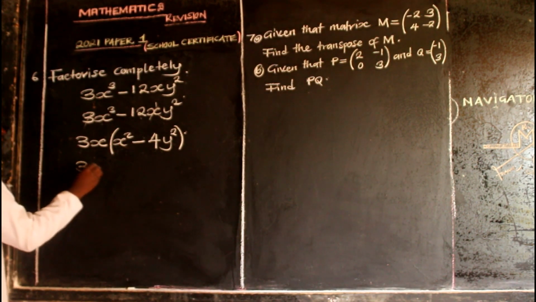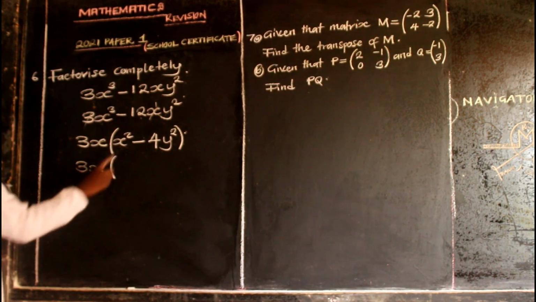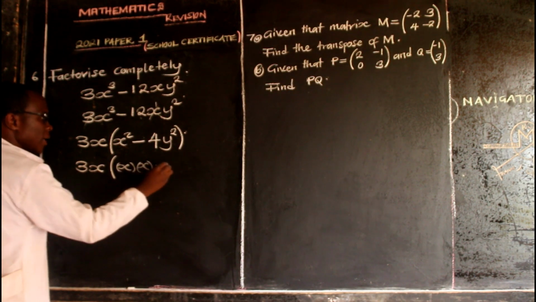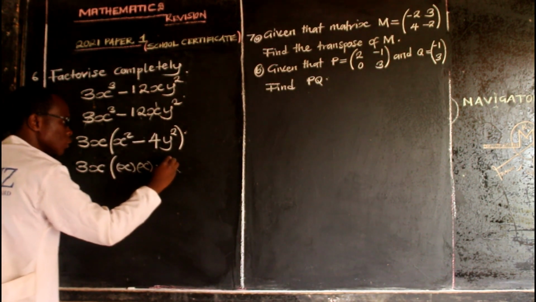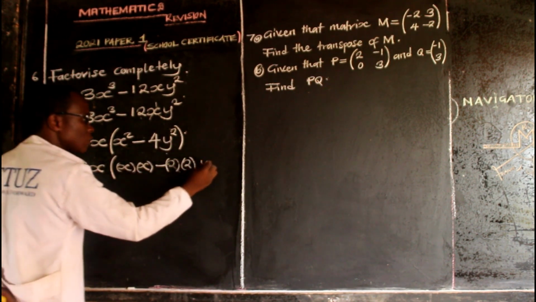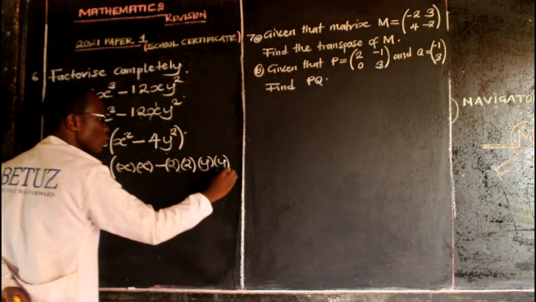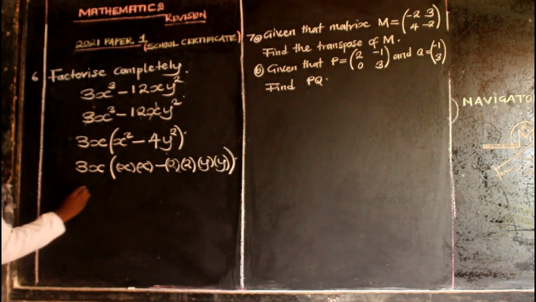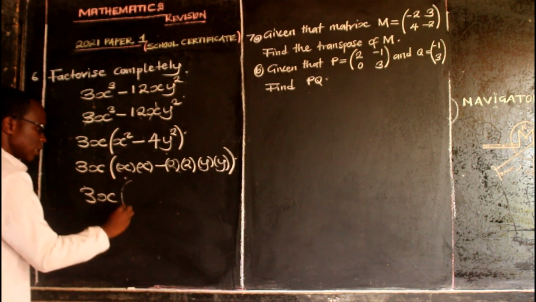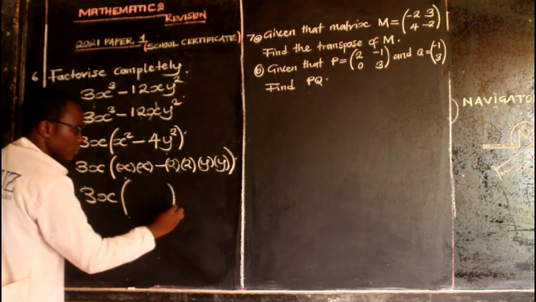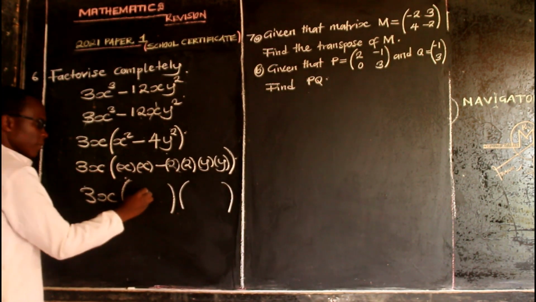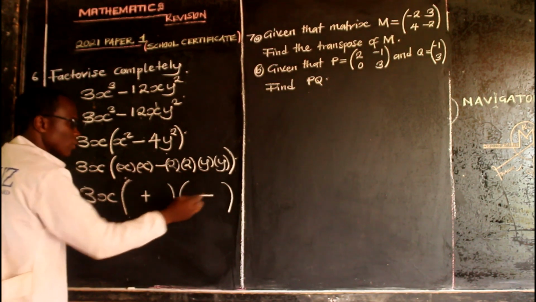So we maintain 3x. When we expand this, x squared is the same as x times x, minus 4, which is the same as 2 times 2, then y squared is the same as y times y. Then you say 3x. This can also be written as two brackets, where the first has a plus or minus and the other has the opposite sign.